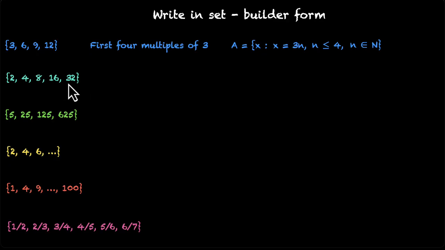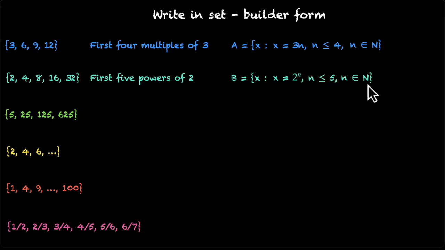2, 4, 8, 16, 32. These are the first 5 powers of 2. 2 to the power 1 is 2, 2 square is 4, 2 cube is 8, 2 to the power 4 is 16 and 2 to the power 5 is 32. So how do we write this? Well, for multiples we use times, 3 times n. For powers we'll use 2 to the power n. So we're looking for all x such that x equals 2 to the power n. Here n can take the first 5 values. So let's restrict that. n is less than or equal to 5. And let's make sure that n is a natural number. So n belongs to natural numbers. This is how you write this in the set builder form.